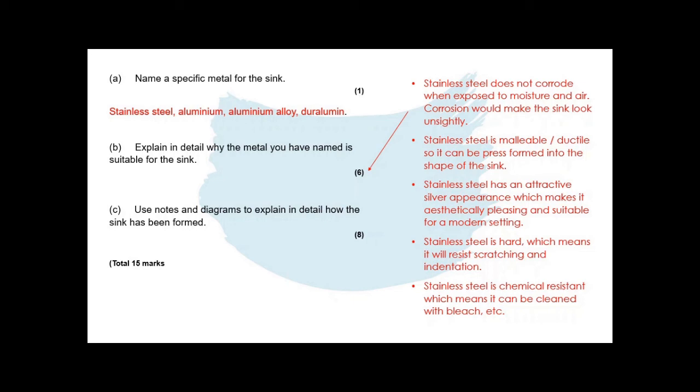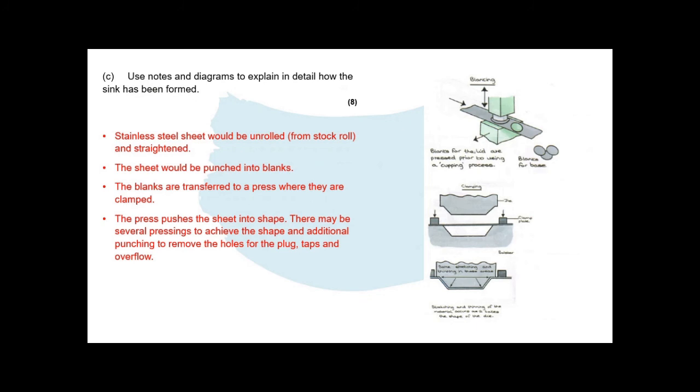And then C, use notes and diagrams to explain in detail how the sink has been formed. So that will have been done with blanking. So there is a diagram on the right hand side to explain blanking. Now in the exam paper they're not going to expect a perfect, well drawn thing as long as your diagram is clear. So the best thing to do with a diagram is draw your diagram out and you can have bullet points next to it just explaining it.